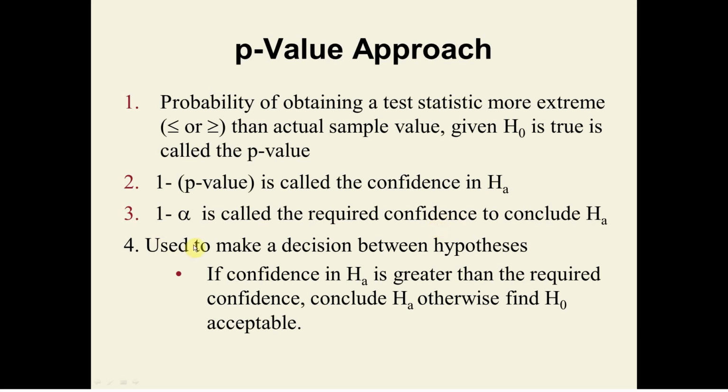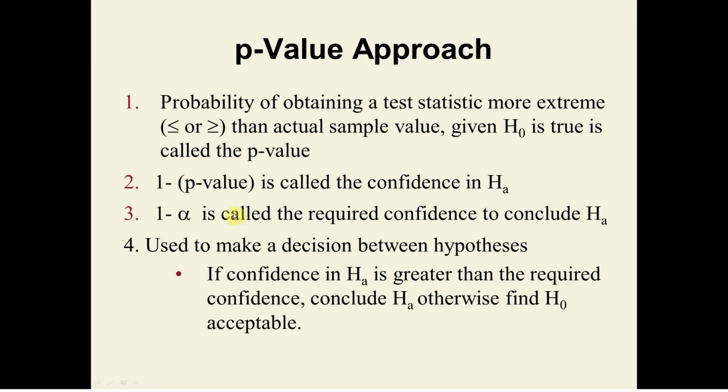In other words, let's just say that alpha is 5%. 1 minus alpha would be 95%. So the required confidence is 95%. We have to be at least 95% confident to conclude that the alternative is true, in other words, to reject H naught.